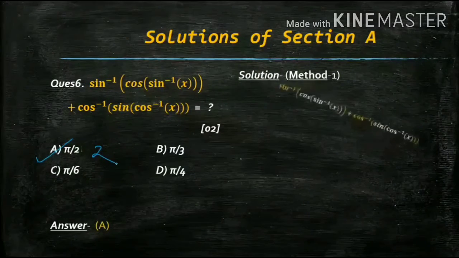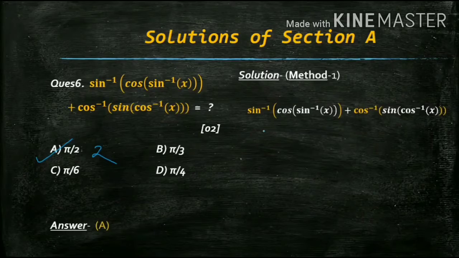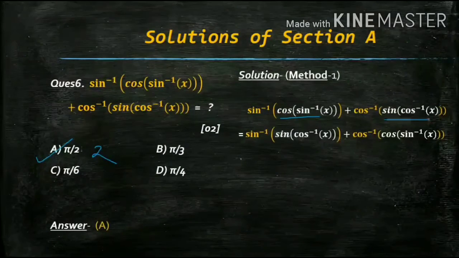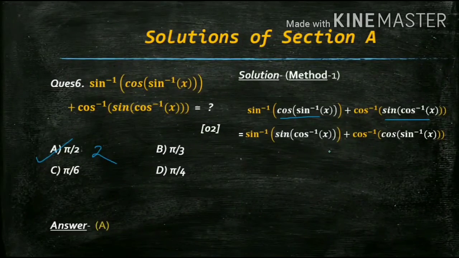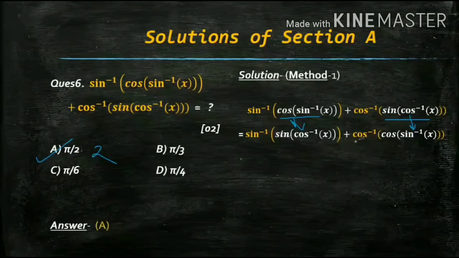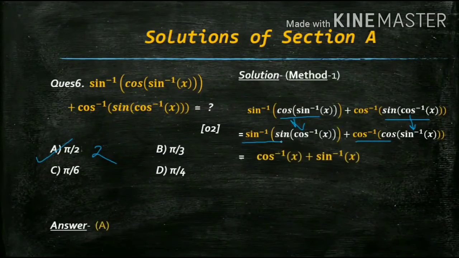Method number 1. You were given this expression: sine inverse of cos of sine inverse x plus cos inverse of sine of cos inverse x. What you can do is just replace these. As I told you earlier, I proved that cos of sine inverse x equals sine of cos inverse x, which equals square root 1 minus x square. So you can use that. So in both, I have just replaced them. Why? Because that would make this question a bit easy. And then I would just have cos inverse x plus sine inverse x.